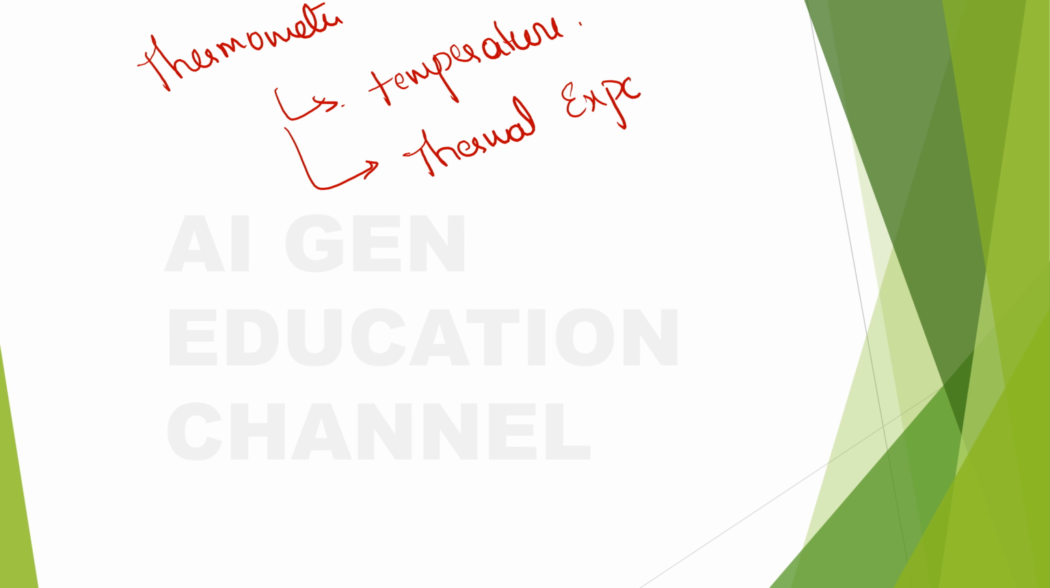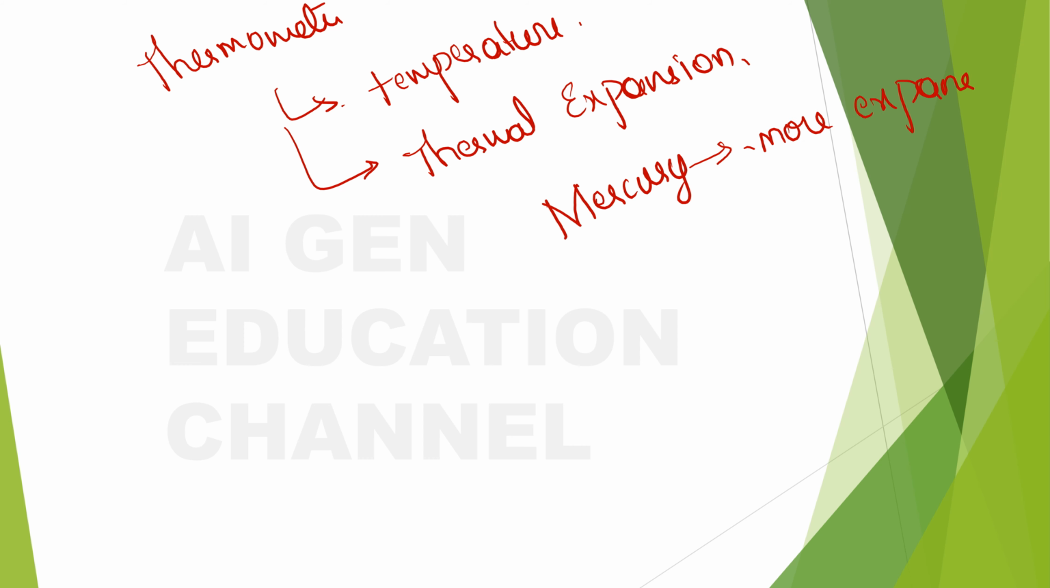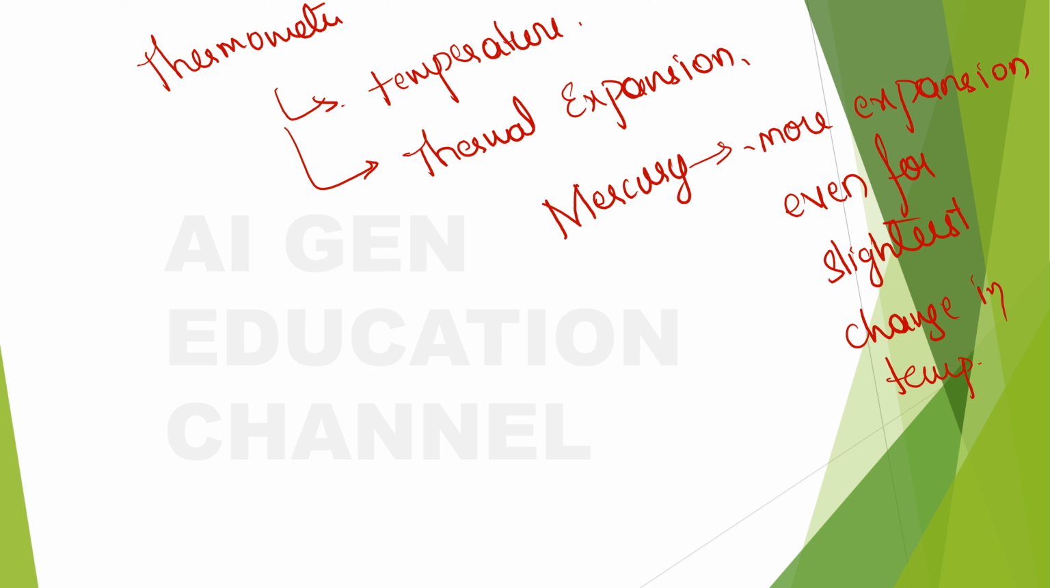In most of the clinical thermometers, you can see that mercury is used. Why is mercury used? It is used because you can see much more expansion even for the slightest change in temperature, right? Because of this, mercury is popularly used in clinical thermometers. So what are these clinical thermometers? I had been using this word clinical thermometers. These are the thermometers which are used to measure the body temperature.